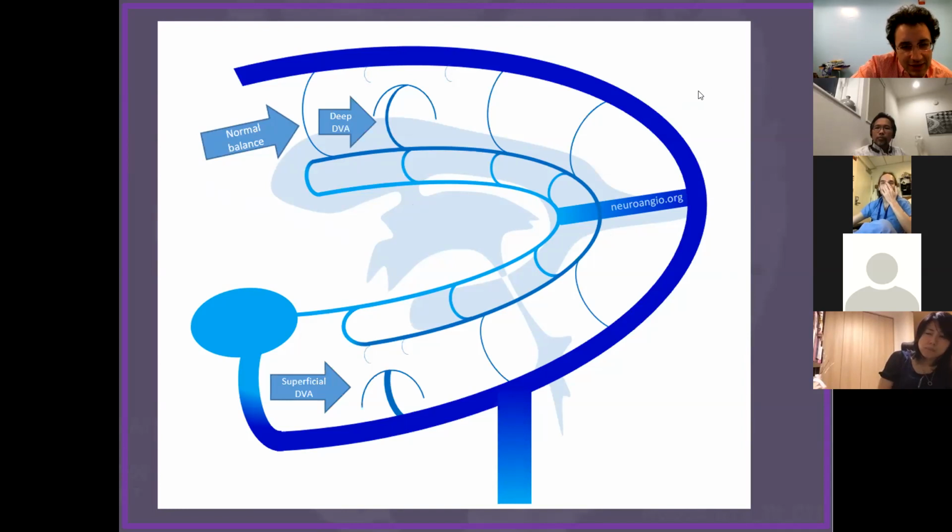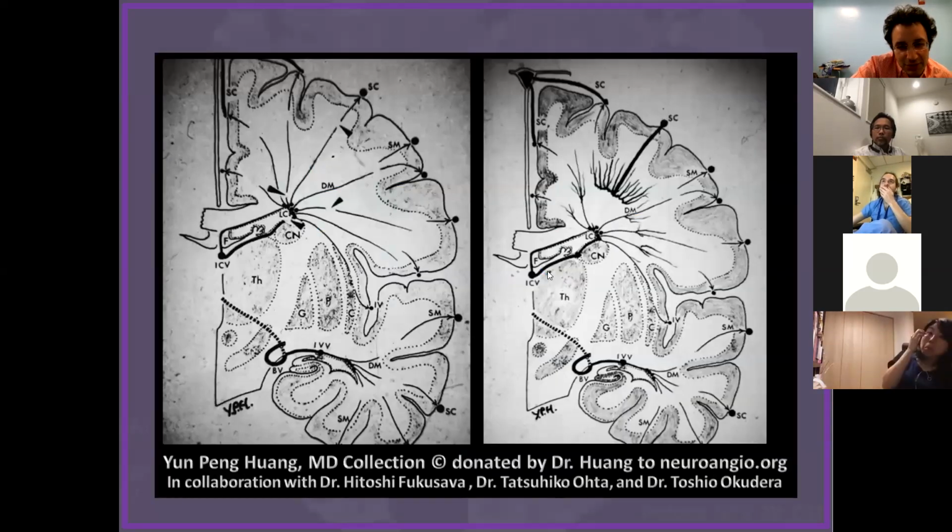So this is one idea. Okay, basically this is from Yoon. These are Yoon's pictures again, more of the same, right? Here what he's showing is that these deep medullary veins are a little bit hypoplastic, coming into the thalamostriate system or the anterior caudate system. And then you have this DVA over here.